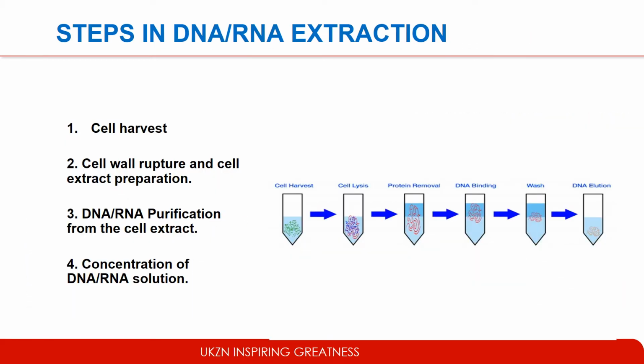There are four fundamental steps in the extraction of DNA or RNA. The first includes cell harvest. This is then followed by rupture of the cell wall in order to release the DNA particles, the cellular particles. This is then followed by the purification of DNA and RNA, because when the cell bursts, it's not only the DNA and RNA that flows out, it's also other cellular components such as lipids as well as proteins. And finally, concentration of the DNA solution.